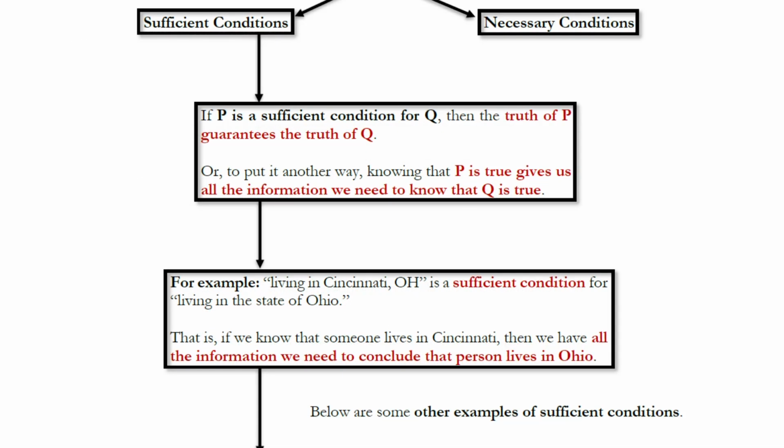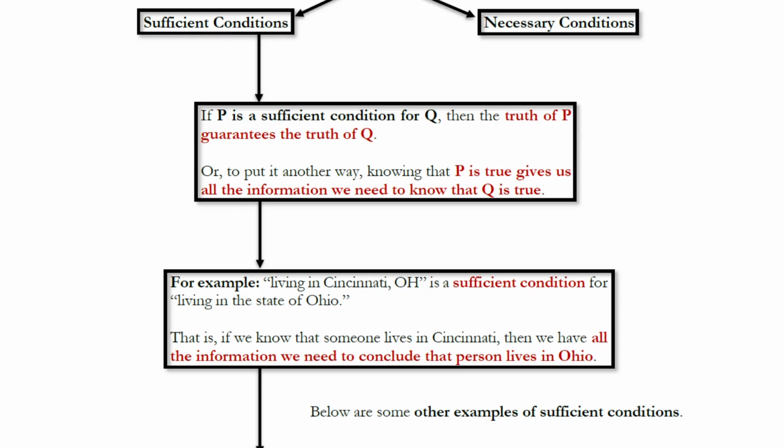An example can help to clarify this point. Living in Cincinnati, Ohio is a sufficient condition for living in the state of Ohio. To see this, imagine you knew nothing about some person except that the person is named Smith and that this person lives in Cincinnati, Ohio. With only this information, there would be many things you would still not know about Smith. You would not know if he was married or single, a Democrat or Republican, a college student or a senior citizen, whether he enjoys board games or climbing mountains. You wouldn't know any of that.